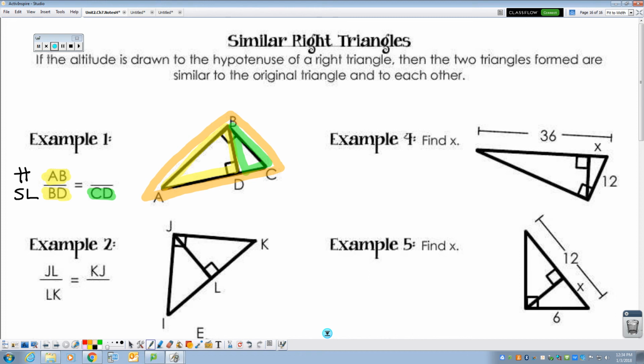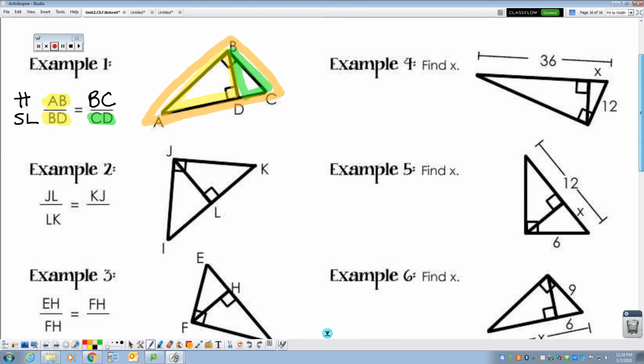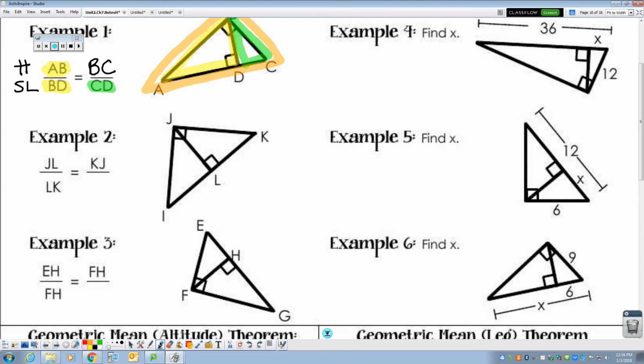And now we hop over to the green triangle. Is segment CD the short leg of the green? Yes. So our missing piece here is the hypotenuse of the green triangle. And the hypotenuse of the green triangle is BC. So there are other ways to figure out what goes there, but this is just one way that the highlighters could help you to fill in the missing pieces. So if we look at example 2, the first task is to figure out what triangles are they looking at. And you know I love my highlighters.